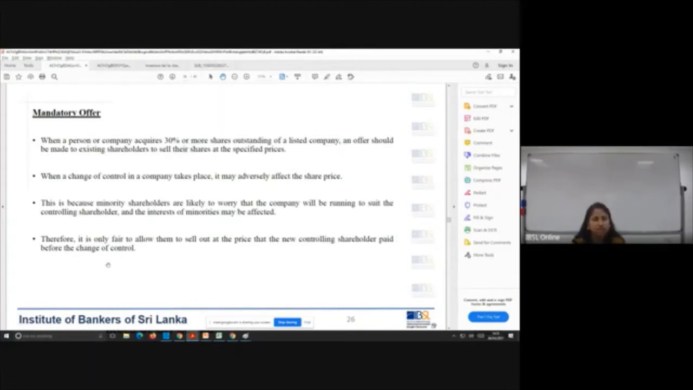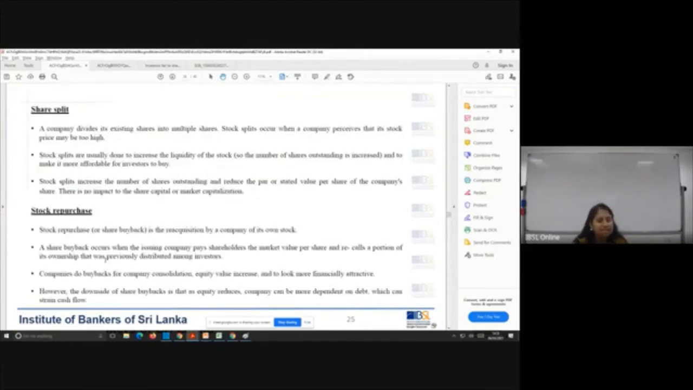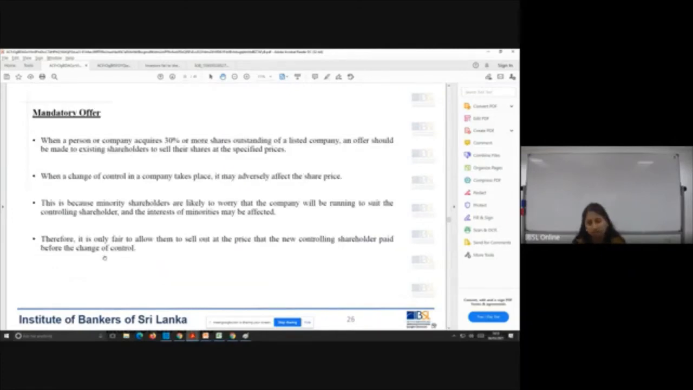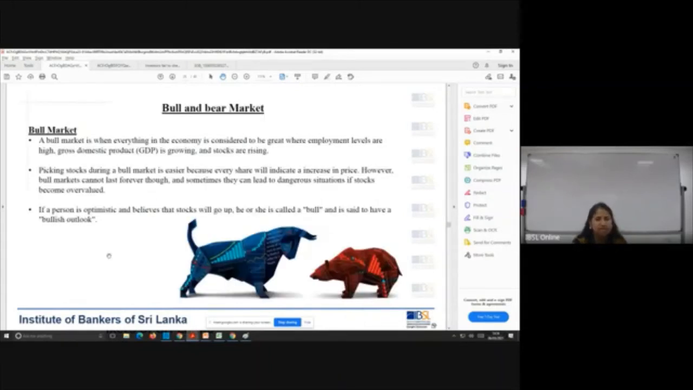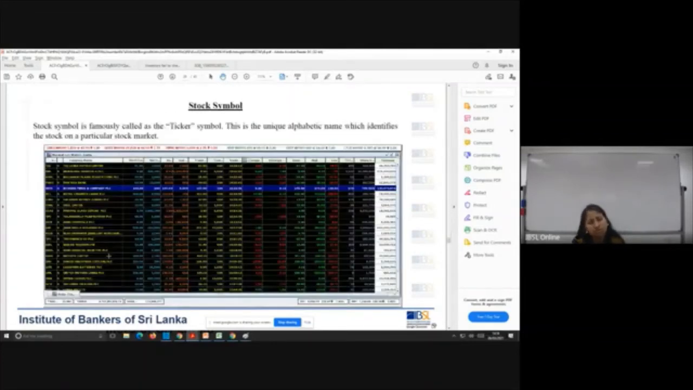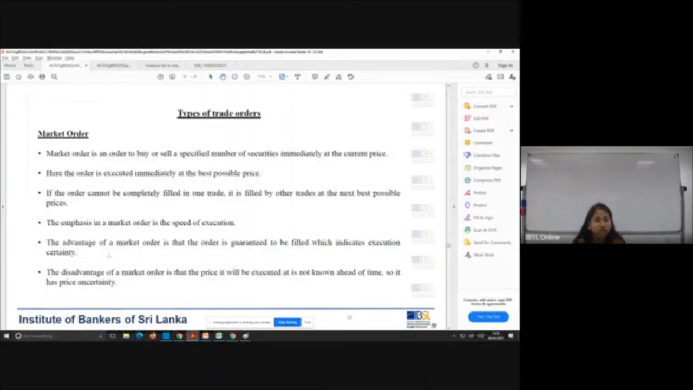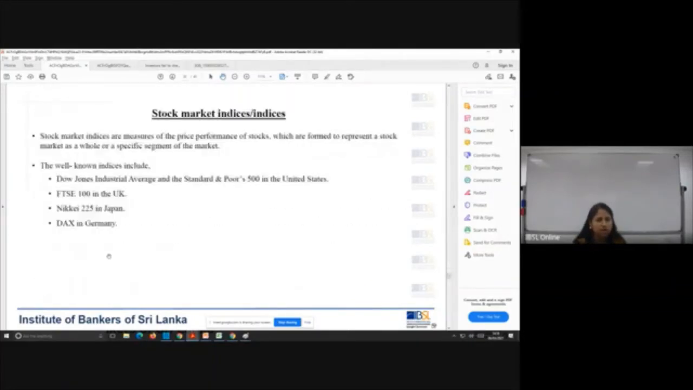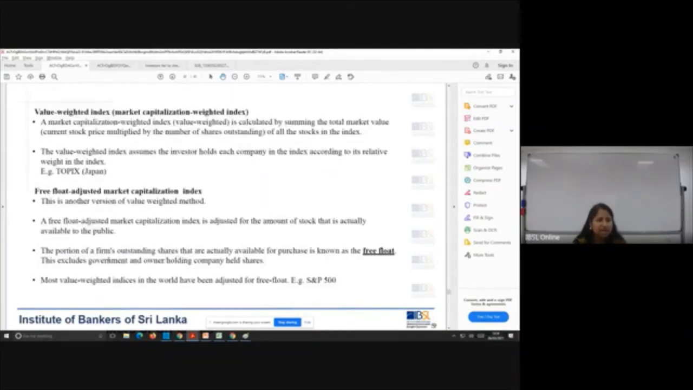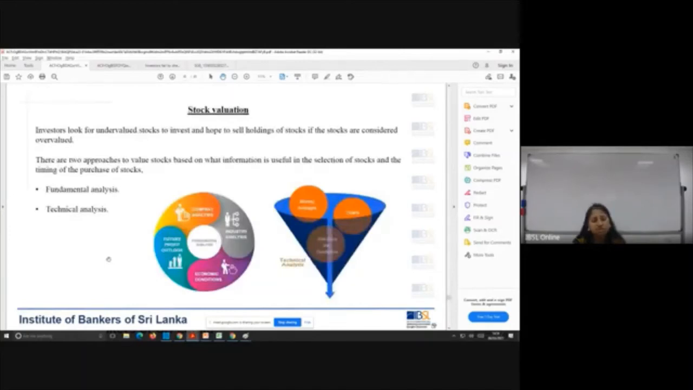So next week, Thursday, when we meet up, we'll discuss all 5 of these, how these methods work, what is the benefit to the investor, what is the benefit to the company by doing this. And then we should be able to finish off the rest of this topic as well: bull and bear market, short selling, stock symbol, types of orders, which is frequently tested for you all. That's one of the highest portions that you all have. Stock market indices, and then we would move to the methods of stock valuation.